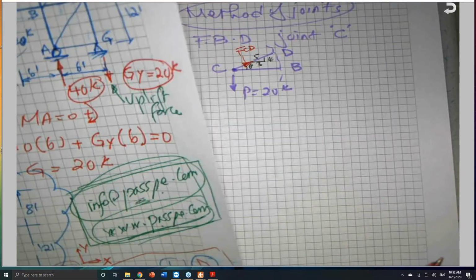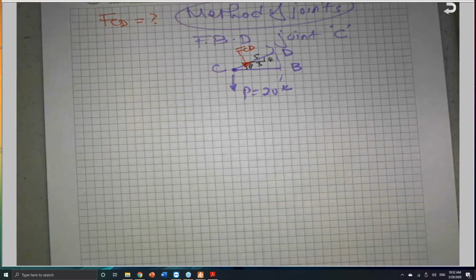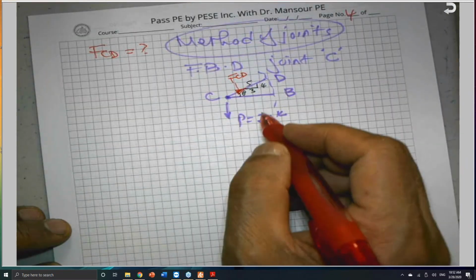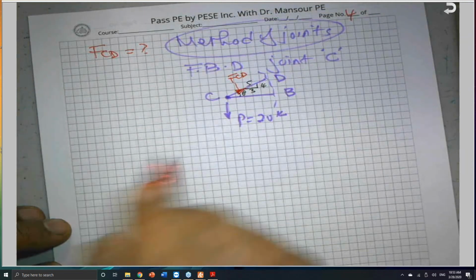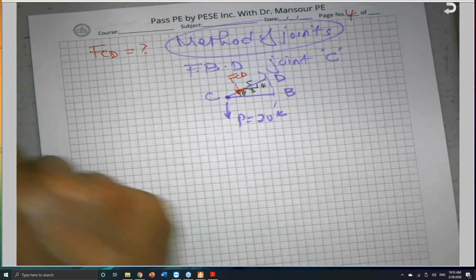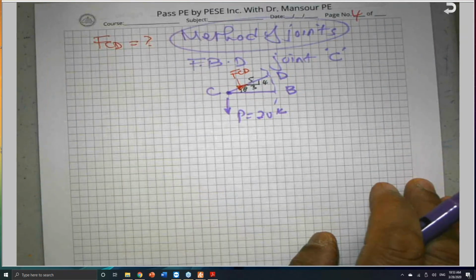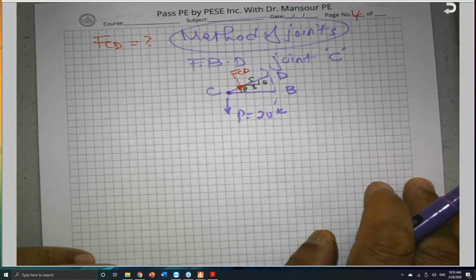So I will look at this joint, free body diagram. Don't forget anything. When you draw a free body diagram, don't leave anything out. Pick all the members and all the forces acting at the joint.